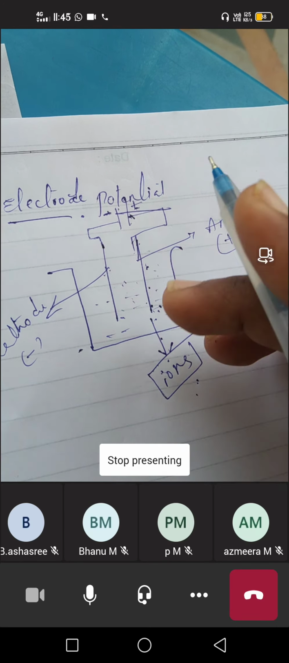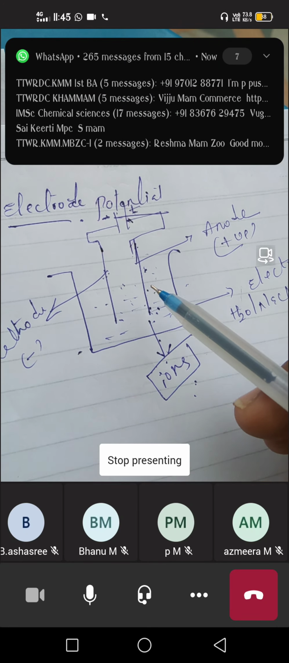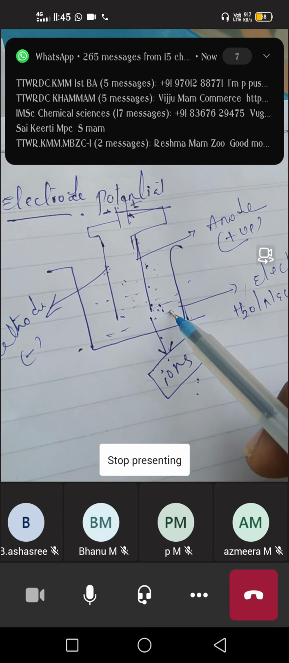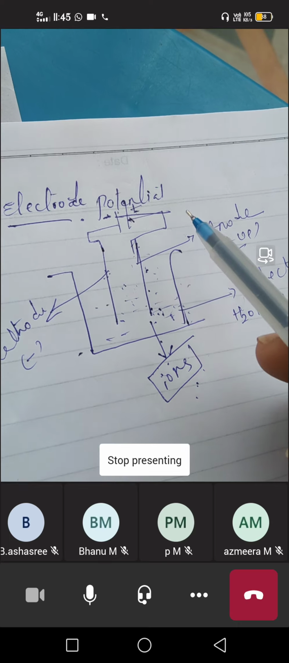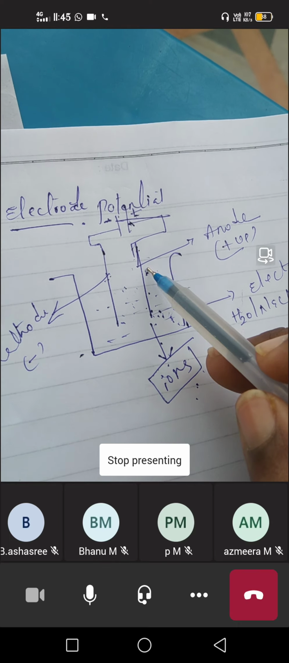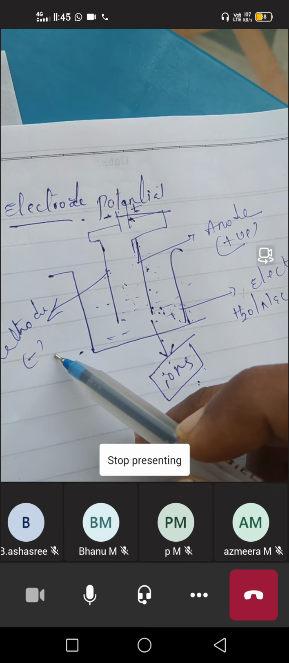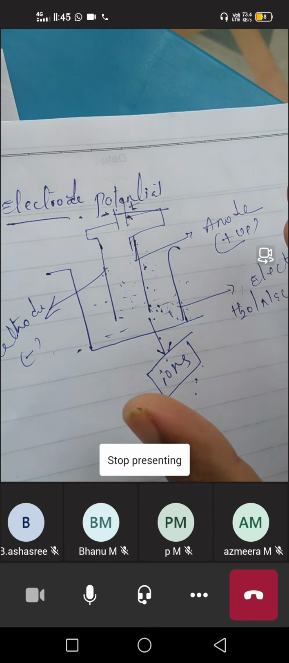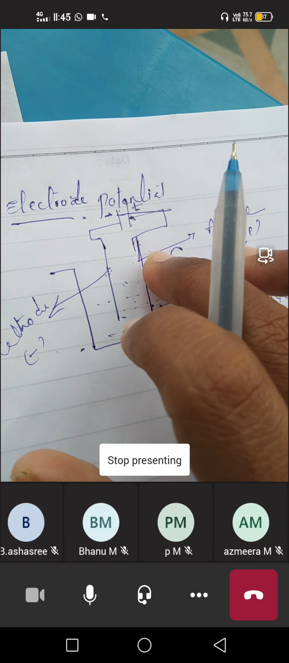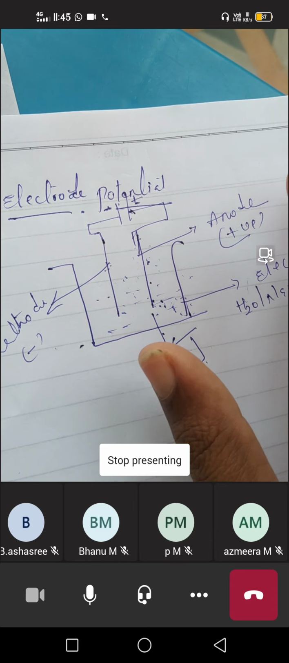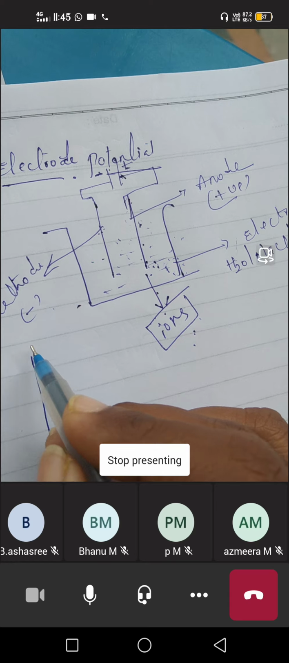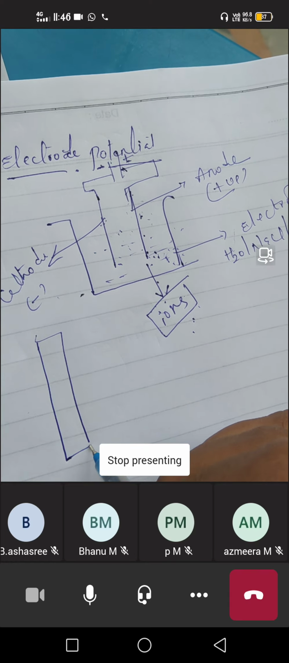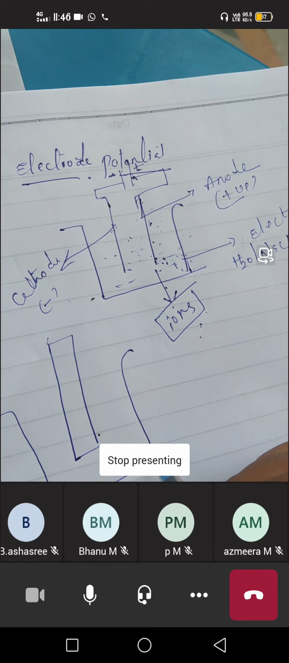So now we have two concepts, the electrode and the electrolyte. The solution in which electrodes are dipping is called the electrolyte, and the metal rods dipping in the solution are called the electrodes. We have cathode and anode electrodes when dipping two electrodes. Sometimes we put only one metal rod in a solution.